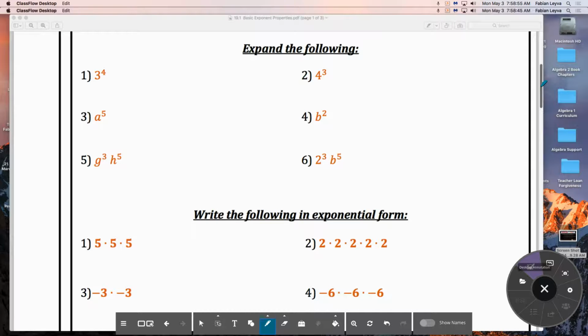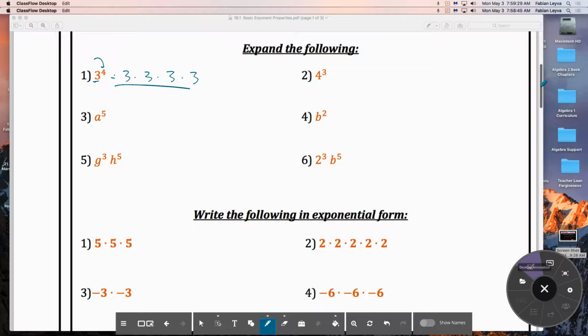I want you to expand the following. So if you remember, this is in exponential form. This is 3 to the 4th. When I say, hey, expand this, I don't want you to actually tell me what 3 to the 4th is. I just want you to change the way it looks. So remember that we have a base of 3 and an exponent of 4. So we're going to take that base and multiply it by itself an exponent amount of times, which in this situation is 3 times itself 4 times. That is going from exponential form to expanded form, and that's all I want you to do.